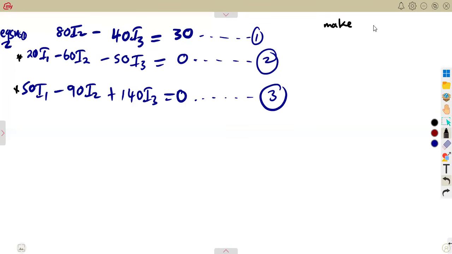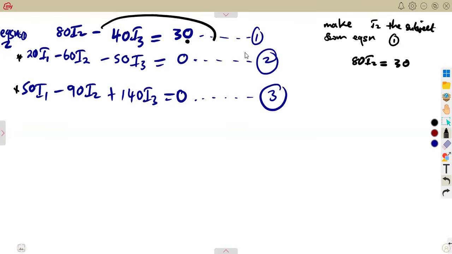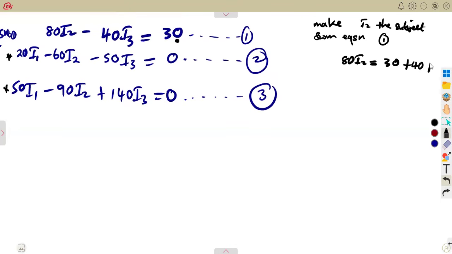So in this case, I'm going to make I2 the subject. That's from equation 1. From equation 1, I'm going to take this as 80 I2 is equal to 30. Remember, there was a minus 40 there, so I'm going to take it to the other hand. If I take the minus 40 this side, it will be a positive. So that's positive 40 I3. I've taken the minus 40 this side.